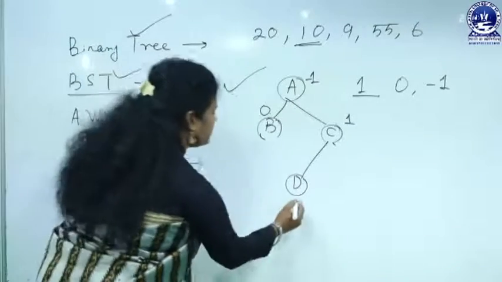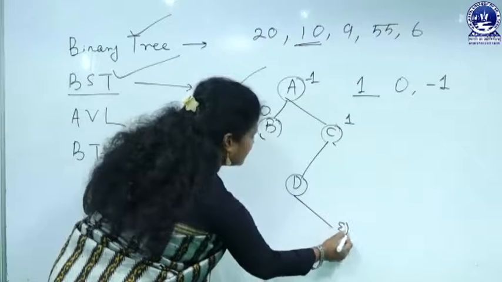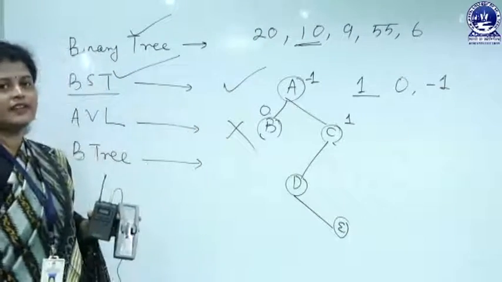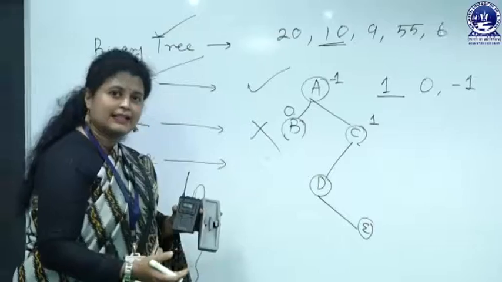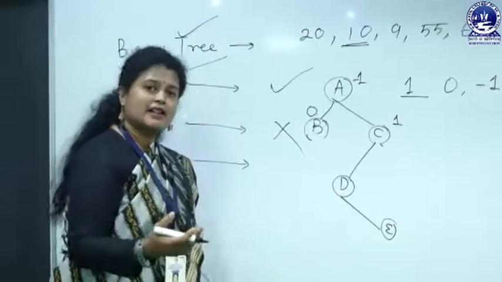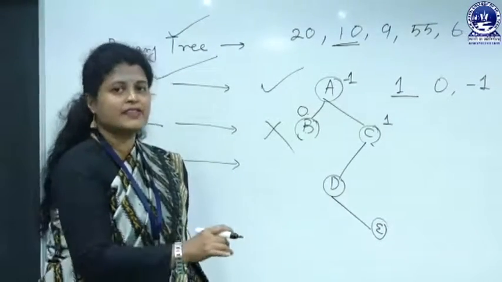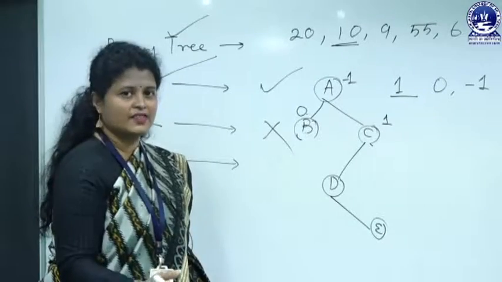But if I add one extra node here, then this one is not an AVL tree. We have to make it balanced, and in the next class we will discuss how we will make an imbalanced tree into a balanced AVL tree.